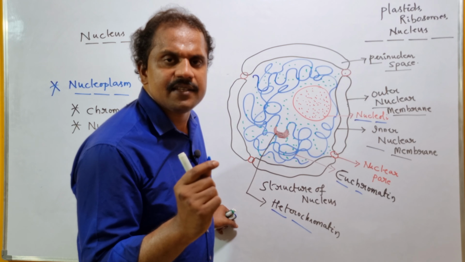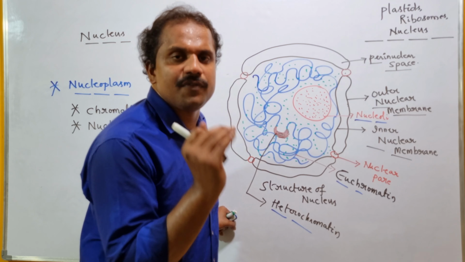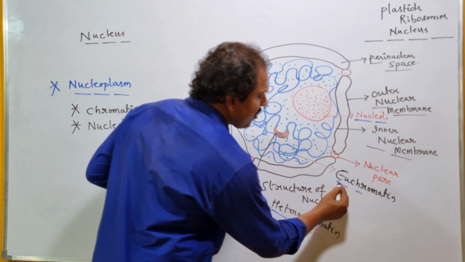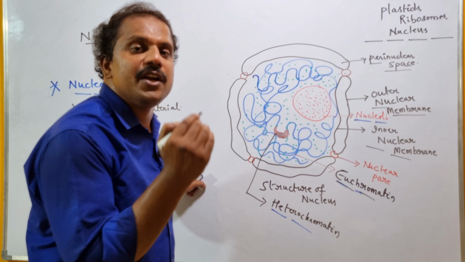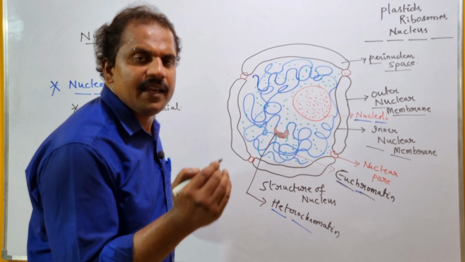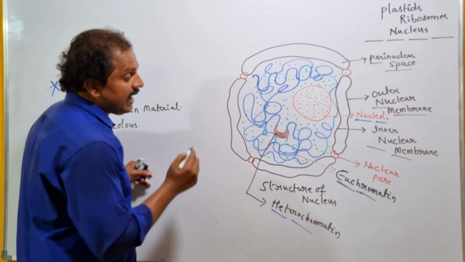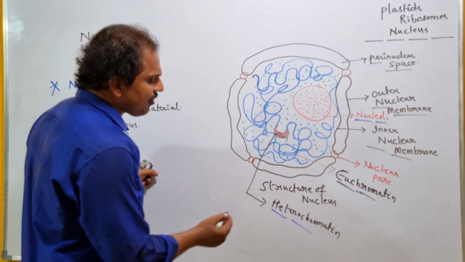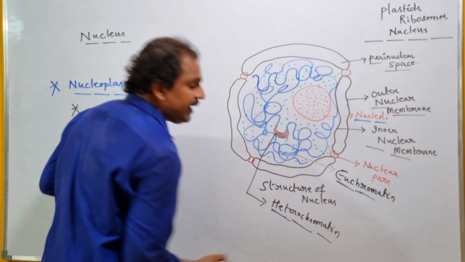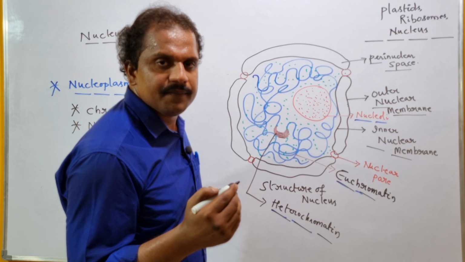During the interphase stage of the cell cycle, the chromatin material remains in a loose form. So the reason why it is termed as what? Euchromatin. Euchromatin is the chromatin material most commonly observed during the interphase stage of the cell cycle. In the same way, during the mitotic stage of the cell cycle, we can observe a tightly condensed form of the chromatin material, which is nothing but what? Heterochromatin. Heterochromatin is observed during the mitotic stage of the cell cycle, whereas euchromatin is observed during the interphase stage of the cell cycle. Is it clear?